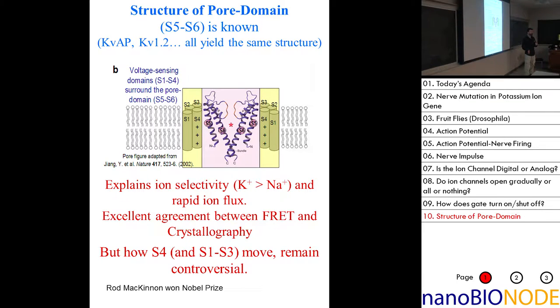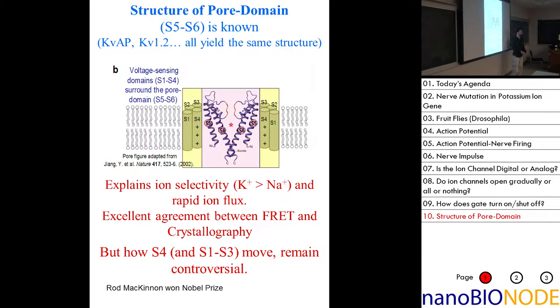Okay, so this was done by my nemesis, Rod MacKinnon, which is one of the reasons he won and deserved the Nobel Prize. And what he did is he just forgot about S1 through S4, and he crystallized a protein from bacteria which had just S5 and S6. And what happens is he found a structure that looked like this. This happens to be a potassium ion channel. We'll see that the sodium ion channel is actually very, very similar. It explains the ion selectivity, why K plus goes through and sodium doesn't go through.